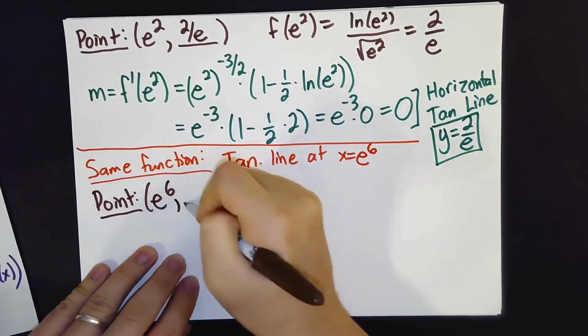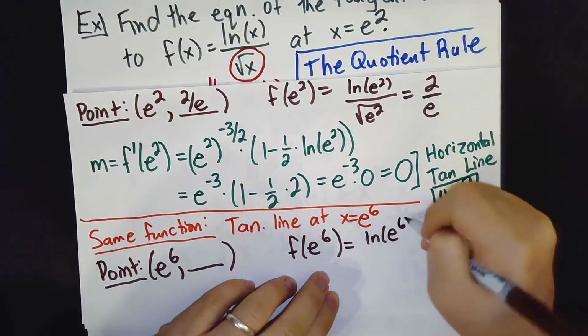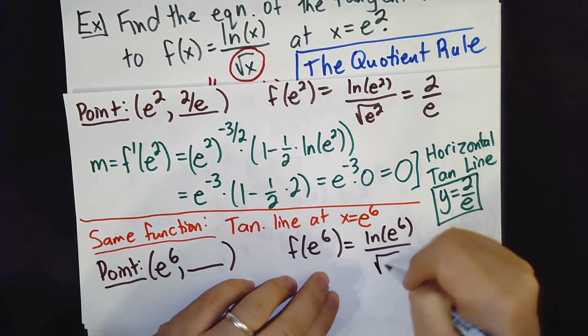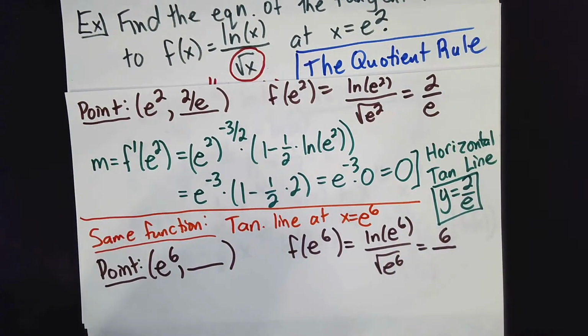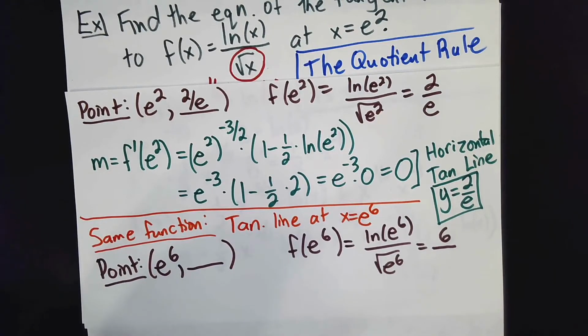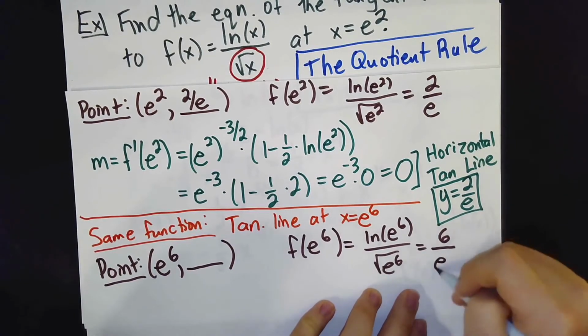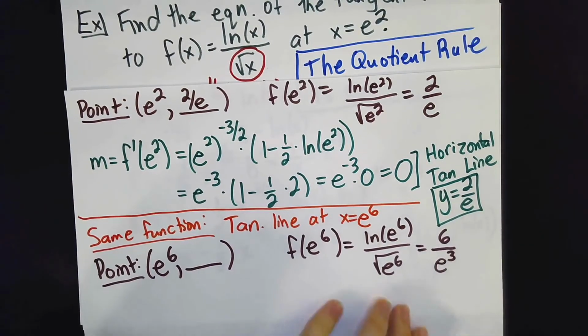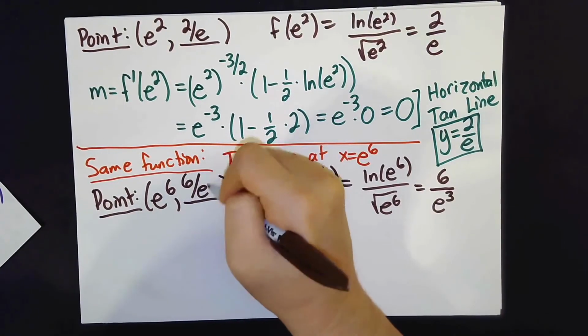I still have to find the point, and I'm going to do that by plugging e to the 6th into my formula for f of x. The square root of e to the 6th would be e to the 6th to the 1/2. So those exponents would be stacked, so I would multiply them. And so the square root of e to the 6th is e cubed. And so my point here is e to the 6th comma 6 over e cubed.